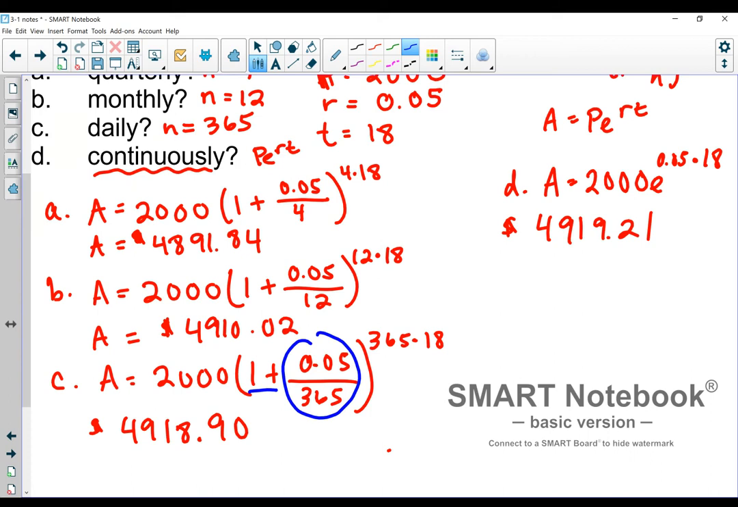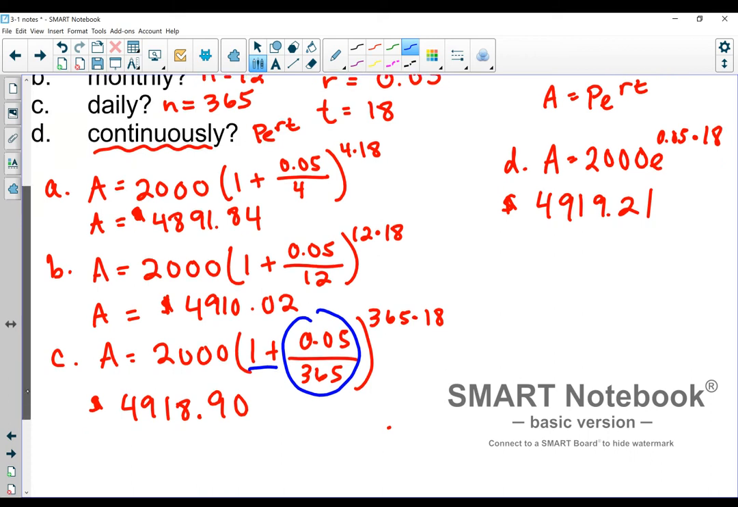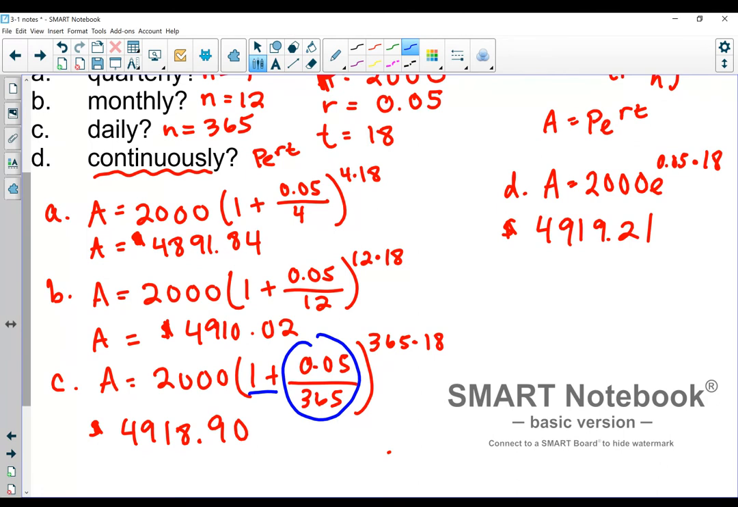And I'm happy to show you with a calculator under the document camera so we can work on getting those same answers. It's really frustrating to be able to set up a formula, but then not be able to get the right answer. That is it for our 3-1 notes.